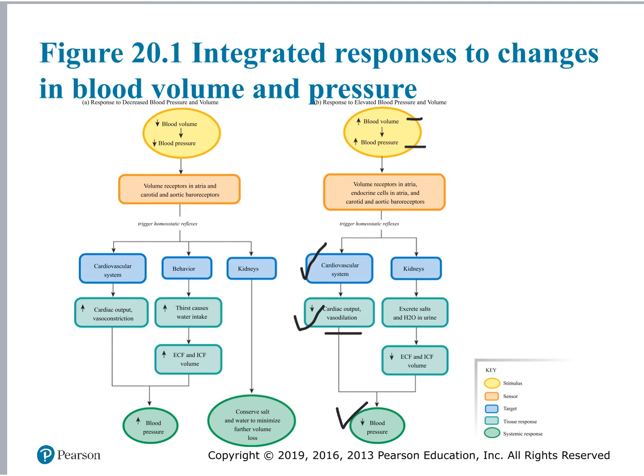Now let's look at the kidneys. If there's an increase in blood volume and an increase in blood pressure, the kidneys will excrete excess sodium and excrete water into the urine. Once it's in the bladder, it's not considered part of your internal environment, so it lowers your extracellular fluid and your intracellular fluid volume, which will then lower your blood pressure.